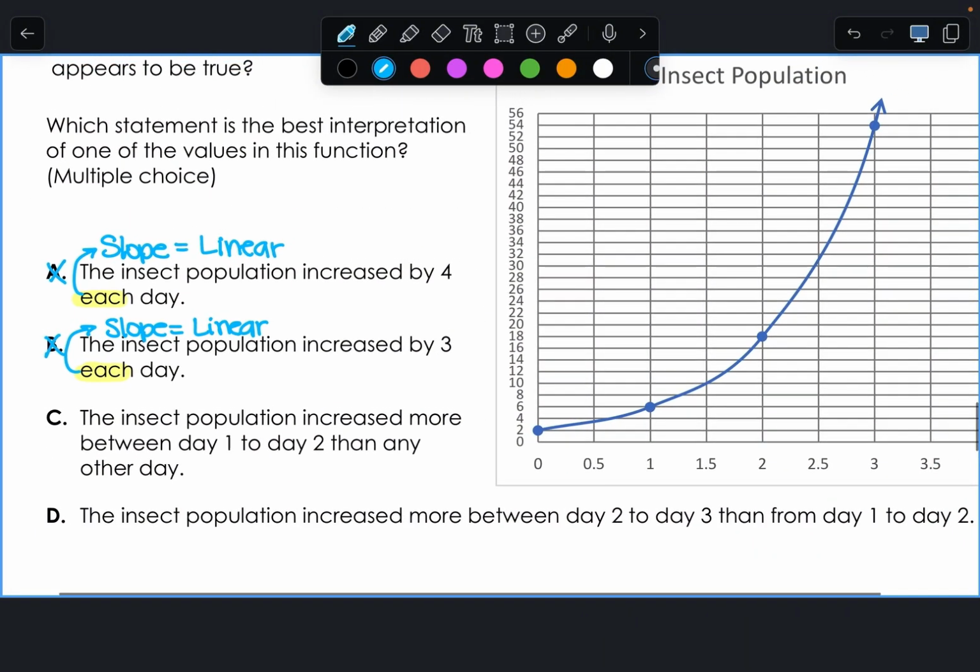Well, from day 1 to day 2, it multiplied by 3. We went from 6 all the way to 18. So it went up by 12. What about from day 2 to day 3? It went from 18 all the way to 54. So that increased by?